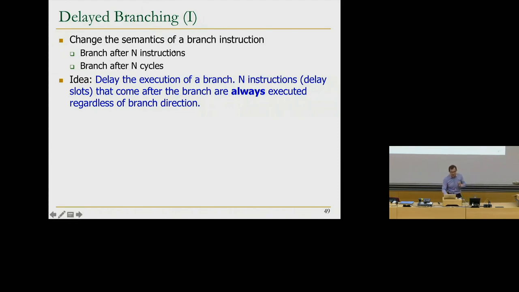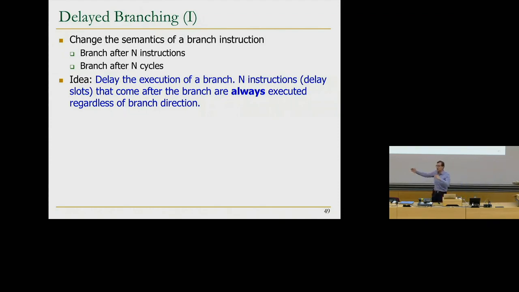Let's take a look at n instructions in the case. Basically, you delay the execution of a branch or delay the outcome of the branch taking effect. So n instructions or delay slots that come right after the branch are always executed regardless of the branch direction. So you get to the branch, you execute it, you figure out you need to go somewhere, but the n instructions that come after the branch in the code are always executed. Why? This gives you some time to determine the direction of the branch, right?